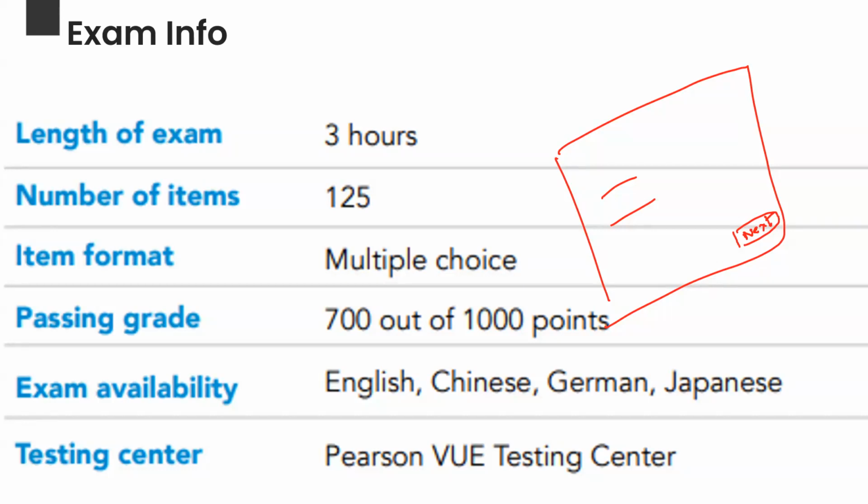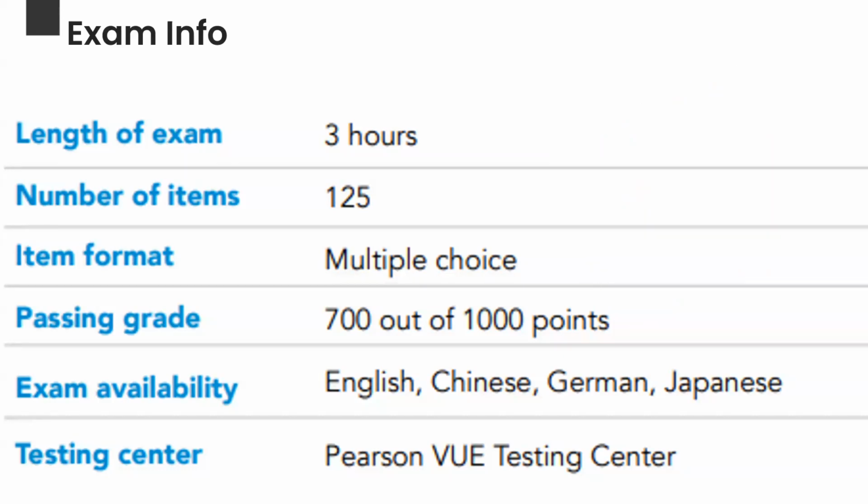Okay. So now we'll deep dive into the topics one by one on each domain. Now, team, let's go through the domains one by one.